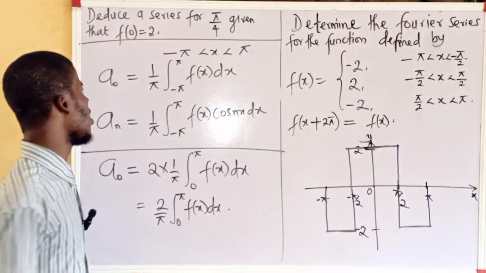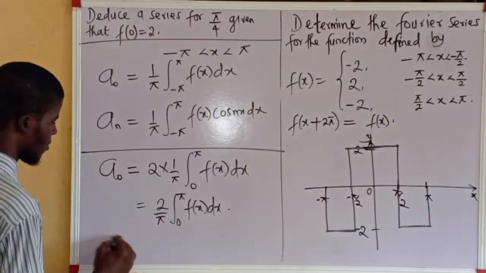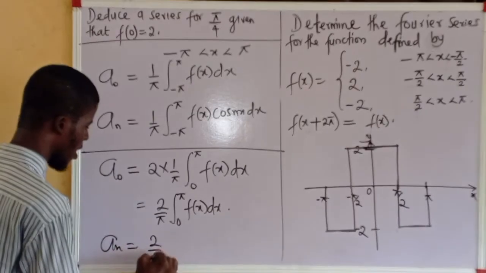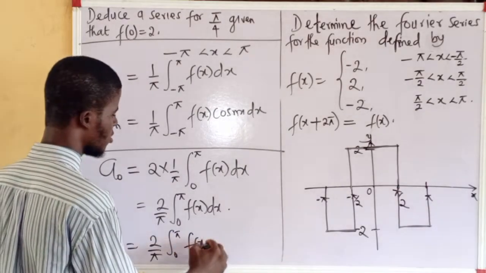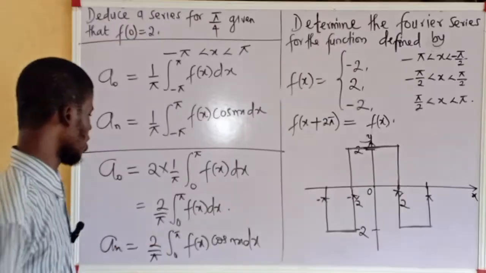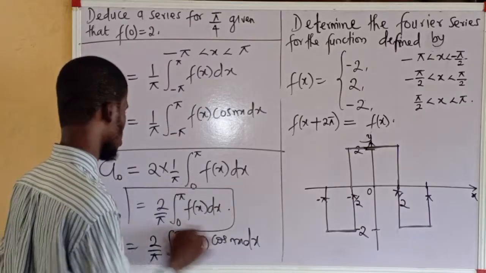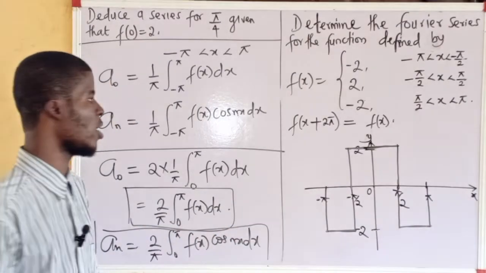Also, for a sub n, the same thing will happen. A sub n will be 2 over pi times the integral from 0 to pi of f of x cos nx dx. So this is what we will use for a naught, and this is what we use for a sub n. Okay, so let's go ahead now.